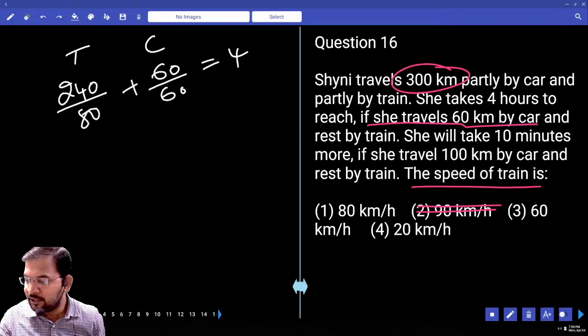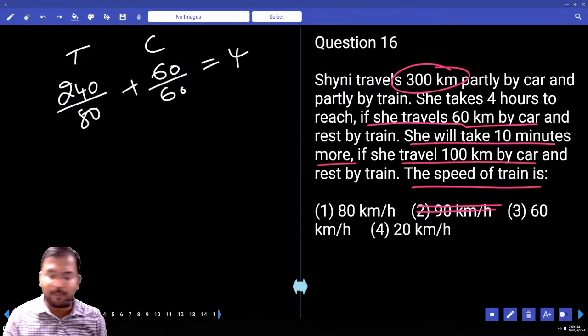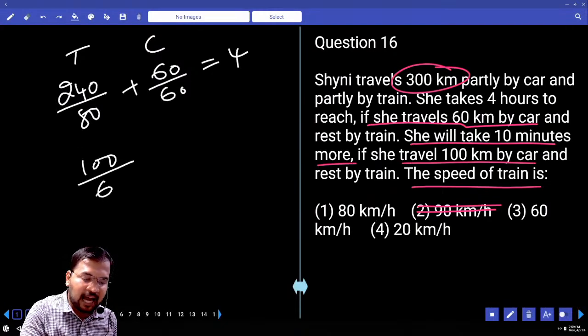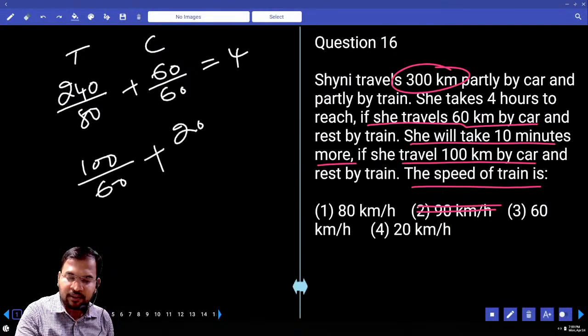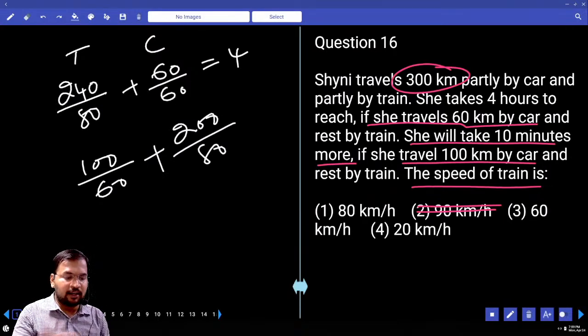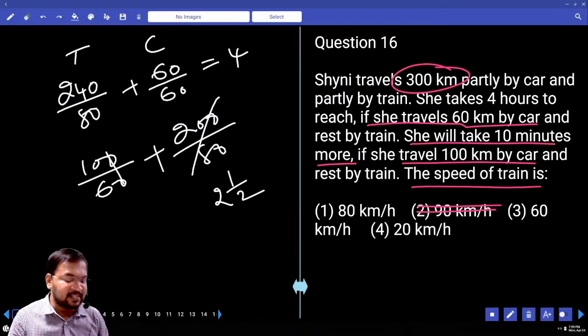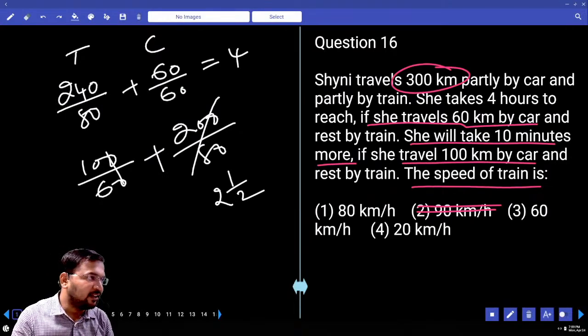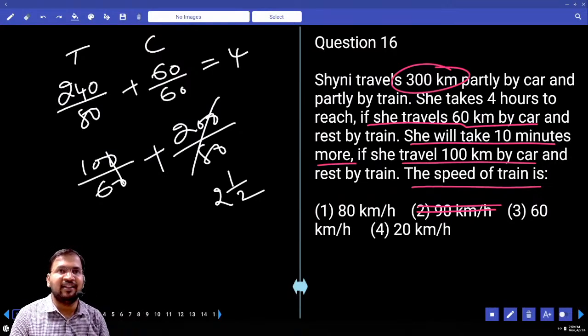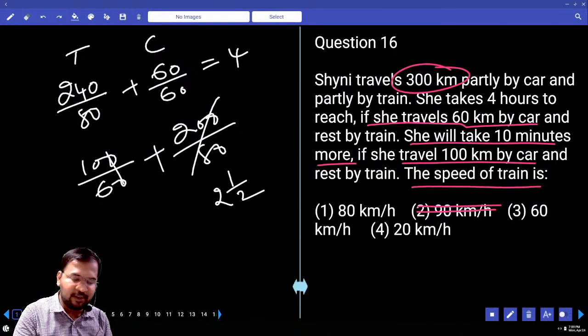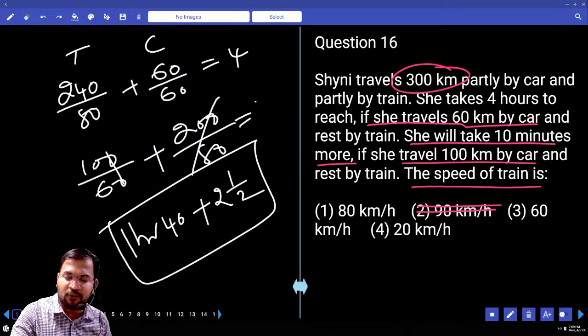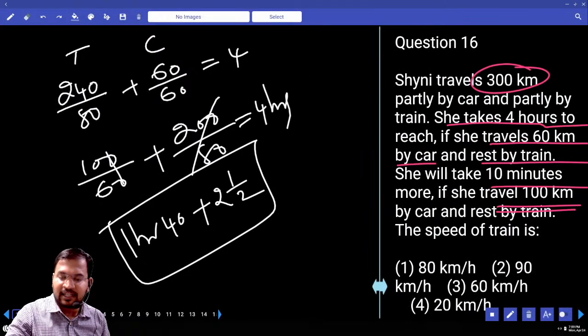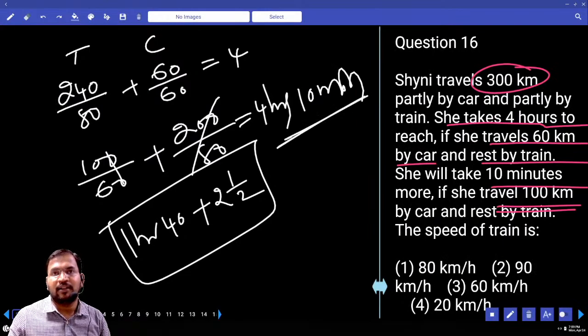Now take the second statement. She will take 10 minutes more if she travels 100 kilometers by car. 100 by car speed of 60. The remaining distance is how much? 200 by 80. Now look at here, all of you. This is 2.5 hours. This is 10 by 6. 10 by 6 is nothing but 5 by 3. 5 by 3 is nothing but 1 2 by 3. 1 hour 40 minutes. 1 hour 40 minutes plus 2 hours 30 minutes together is 4 hours 10 minutes. You are taking 10 minutes extra, na. So your answer is what?